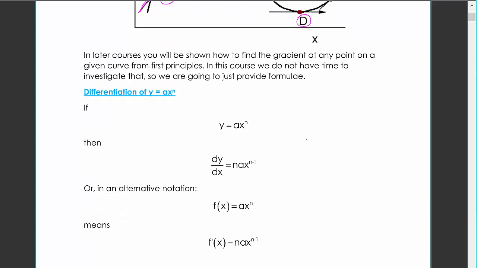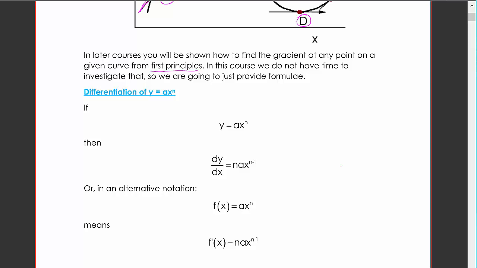Now, in later courses, you'll certainly be shown how to find the gradient at any point on a given curve from what we call first principles. And that really explains how we do it, the methodology. But we don't have time in this course to deal with that. So what we need to do is look at some different families of functions and how they differentiate.